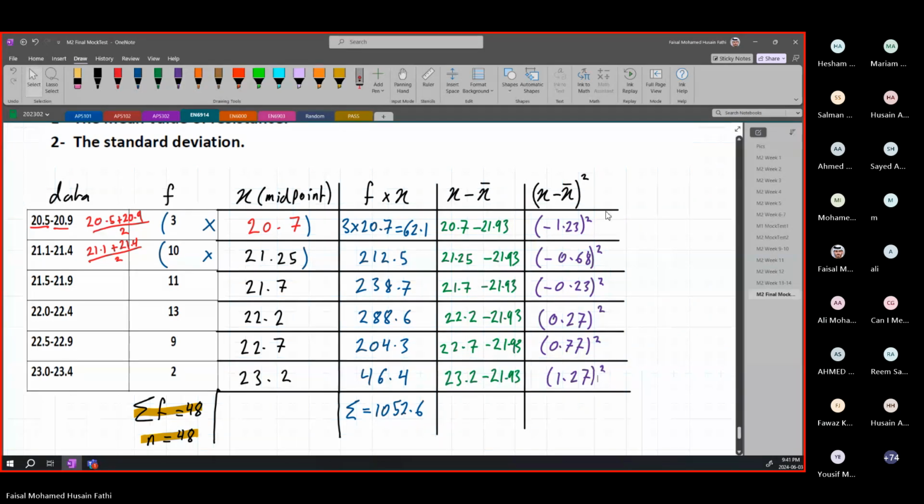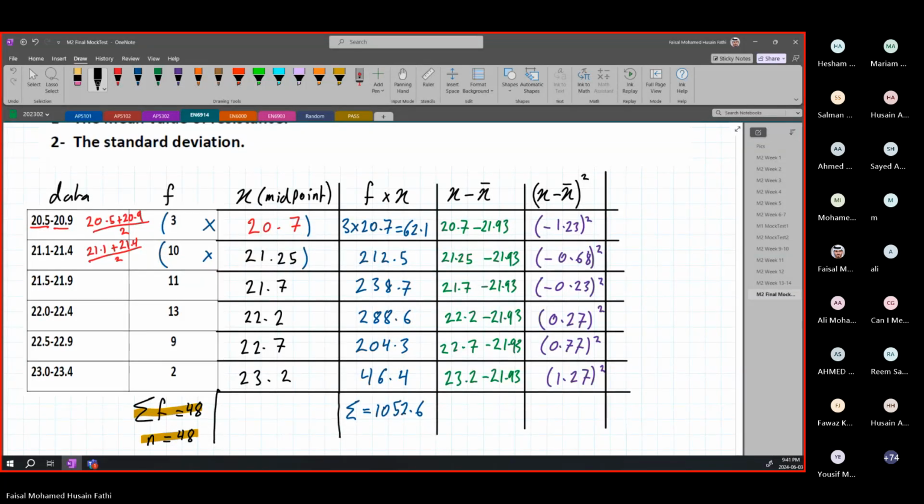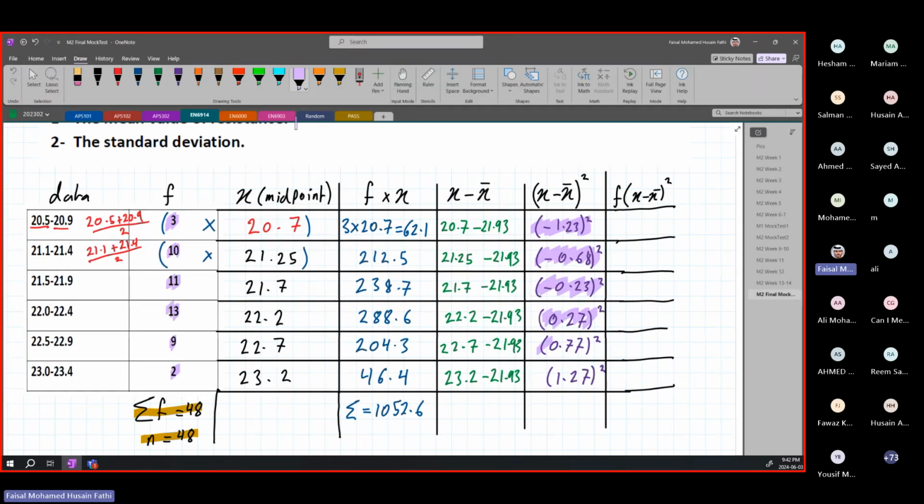The last step would be multiplying all of this by f. So f times (x minus x bar) squared, which is just the multiplication of this purple part by, let's keep it purple, our frequency that we got over here. We're going to be multiplying them with all these frequencies, each one with its own row, and you will find your answer for it. So the first one is 3 times negative 1.23 squared.